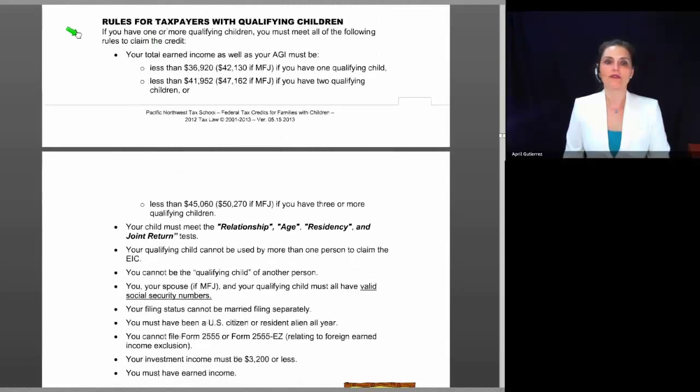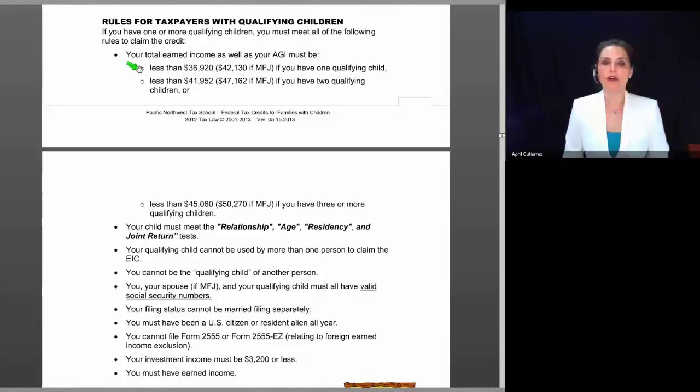Rules for taxpayers who do have qualifying children. If you have one or more qualifying children, you must meet all of the following rules to claim the credit. Your total earned income, as well as your adjusted gross income, must be less than the amount shown here based on how many qualifying children you have.